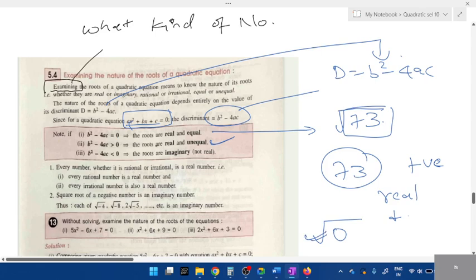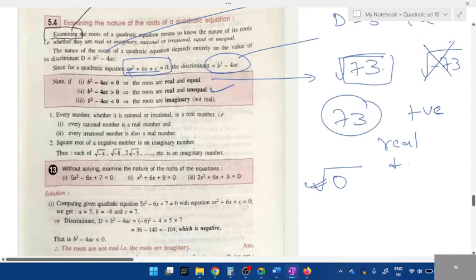Anything above that we call real and unequal. If it is less than 0, it is a negative number. For example, minus 73. After calculating, if you're getting a negative number, this is an imaginary number. It's not real. You shouldn't get a negative number. The value should always be positive. These are the three criteria. So your final answer, you should just mention whether the roots are real, unequal, roots are real, equal, or roots are imaginary. Fine. Okay. For imaginary, they've given some example. Just ignore all this.